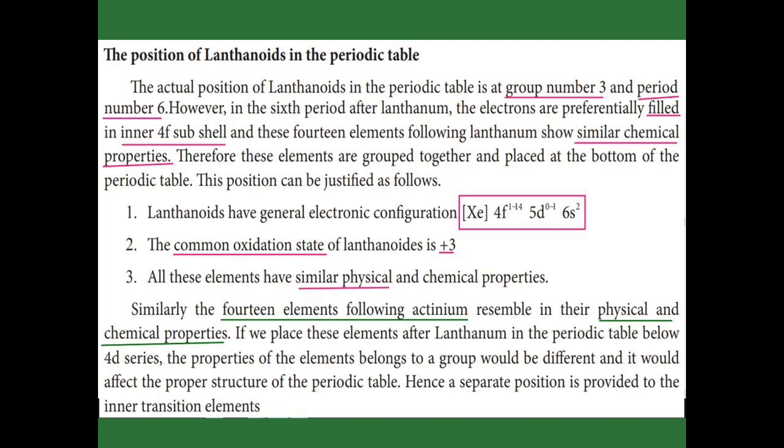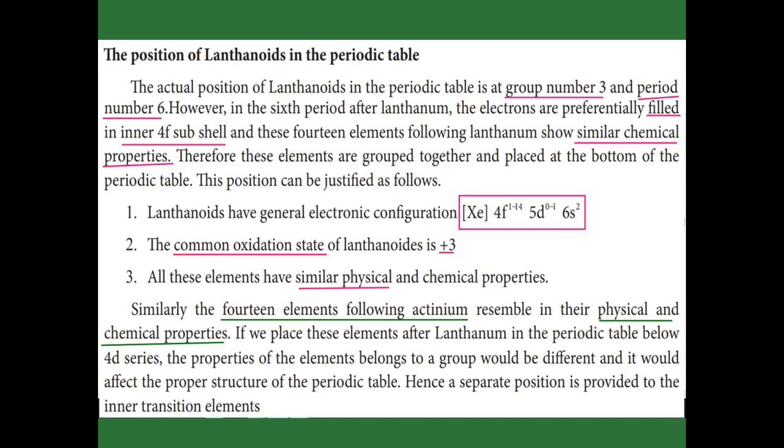The position of the lanthanoids in the periodic table is justified by the following properties. One is the general electronic configuration. Based on the general electronic configuration, they are placed below, at the bottom of the periodic table. What does this general electronic configuration mean? Xenon 4f1 to 14, 5d0 to 1, and 6s2.